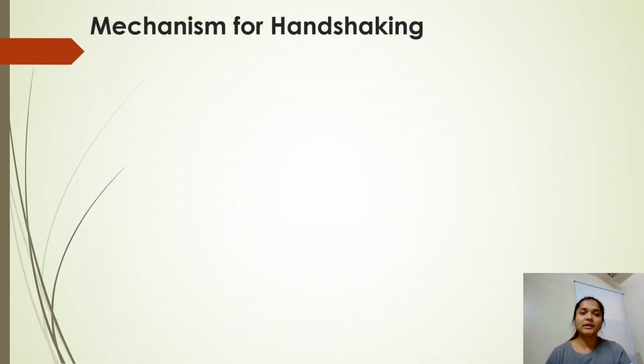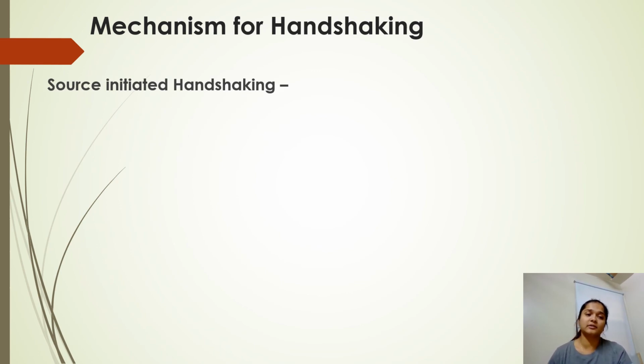So now, mechanism of handshaking. Source-initiated handshaking consists of two signals. One is for data valid and one is data accepted. If the data valid signal is on, it tells that data on the databus is valid, otherwise invalid. If the data accepted signal is on, then it tells that data is accepted, otherwise not accepted.